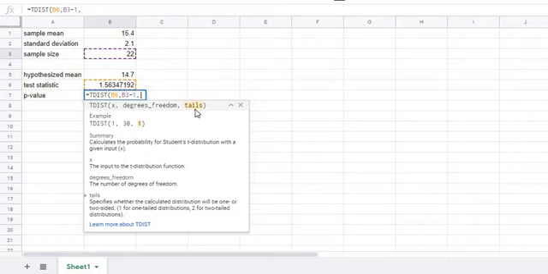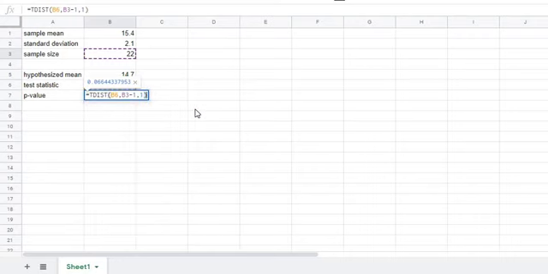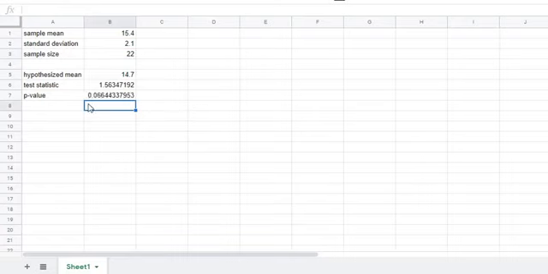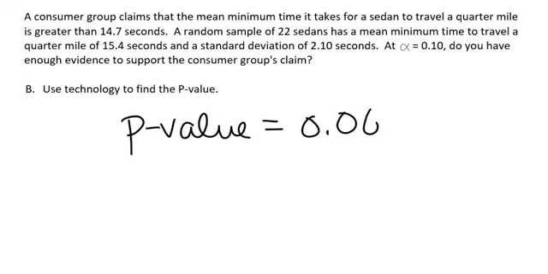Your alternative hypothesis included a greater than sign, which means this is a one-tailed test. If it was a not equal to sign, that would be your two-tailed test. Then press enter. And here you can see that your p-value is 0.0664. So again, we said that our p-value was 0.0664.